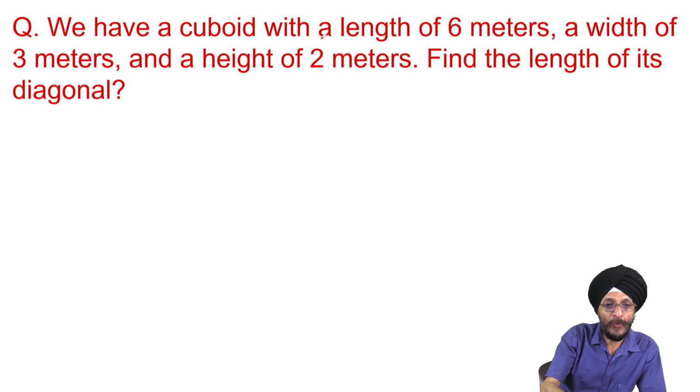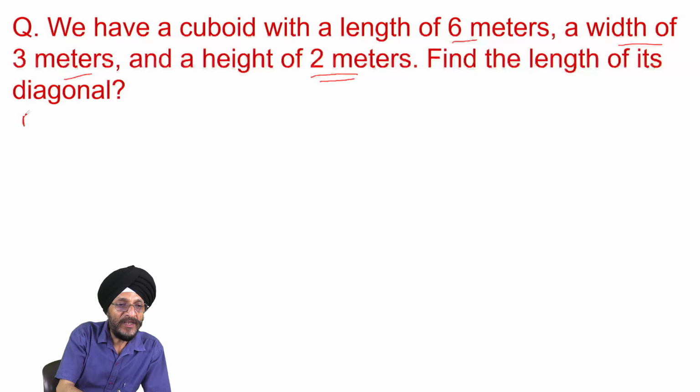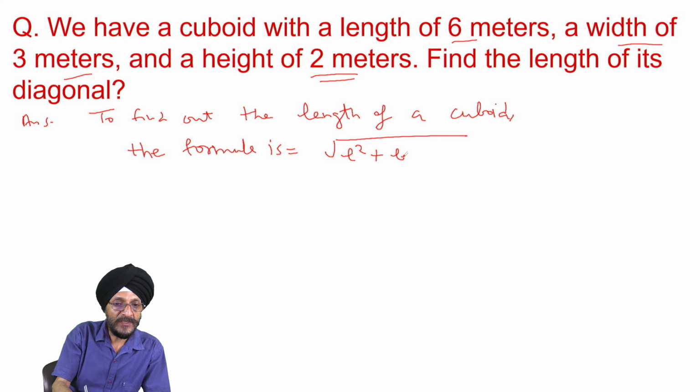The question before us is: we have a cuboid with a length of 6 meters, a width of 3 meters and a height of 2 meters. We have to find out the length of the diagonal of the cuboid. The formula we use to calculate the diagonal is under root length square plus breadth square plus height square.